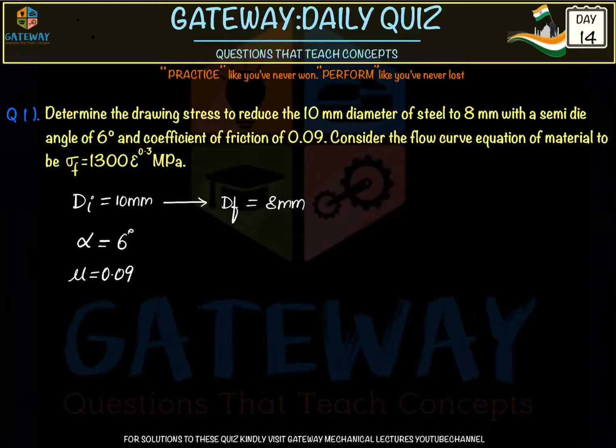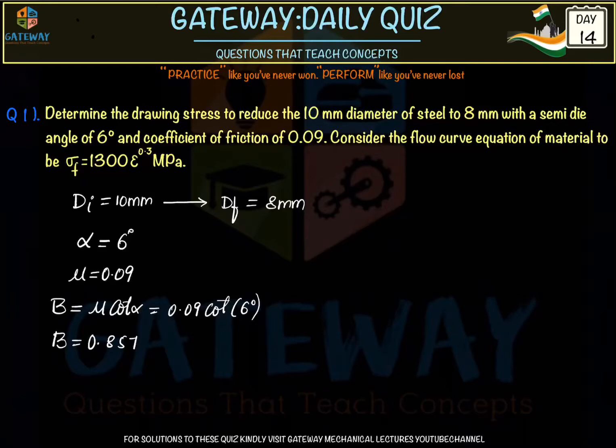When we are making a derivation, to simplify a recurring term, we denote it by B, and that B is nothing but mu cot alpha. The mu was given in the question as 0.09, and alpha is 6 degrees. When we calculate that, we get our value of B as 0.857. We keep it aside, as we'll be using this in our formula. The first thing to calculate here, as they asked for the drawing stress, is the final drawing stress.